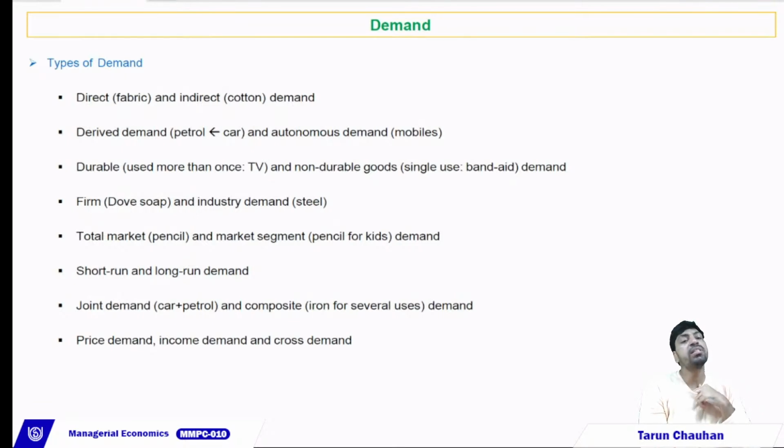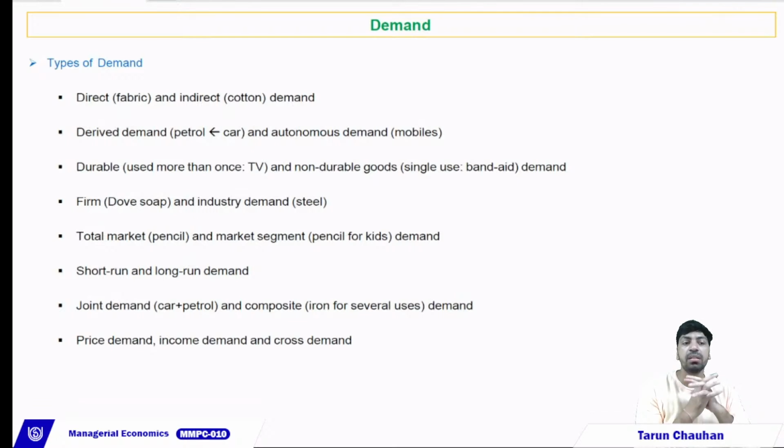The third one is durable and non-durable goods. When we talk about durable goods, they are used more than once. For example, a color television, or black and white. A traditional black and white television would be used more than 100 times, and that's called durable. Non-durable is a single use, for example, an injection or a bandage. So that's called non-durable goods.